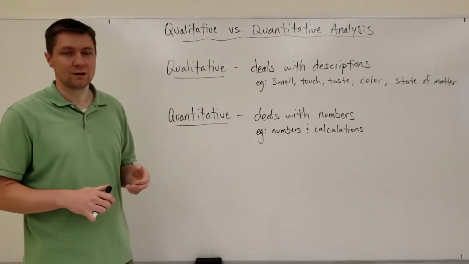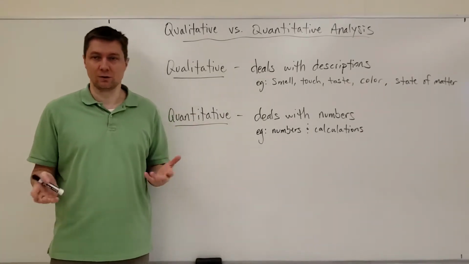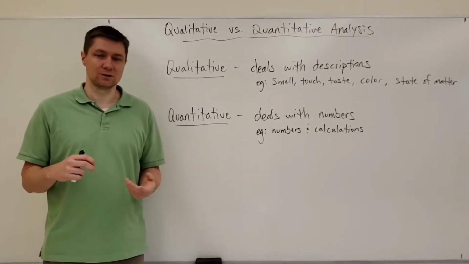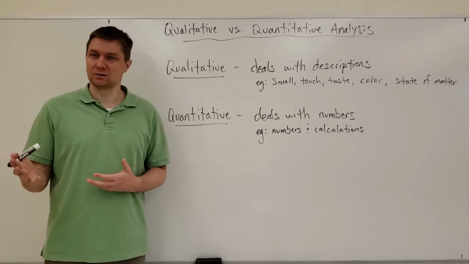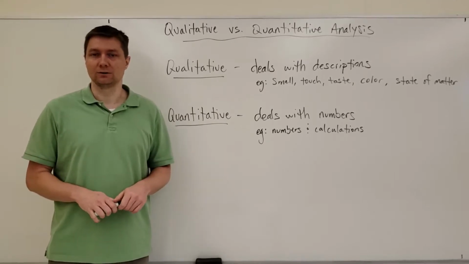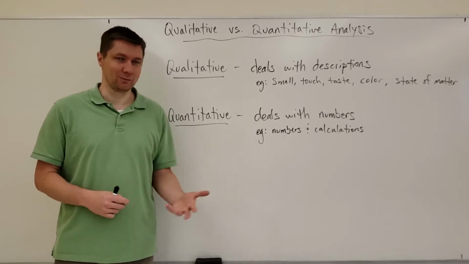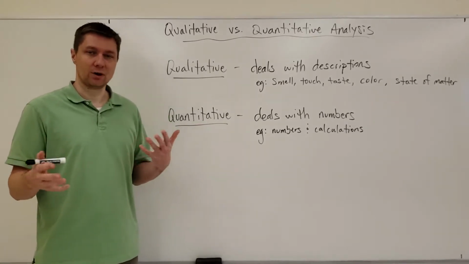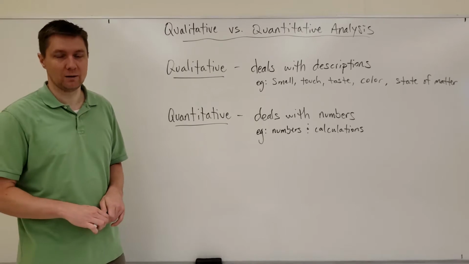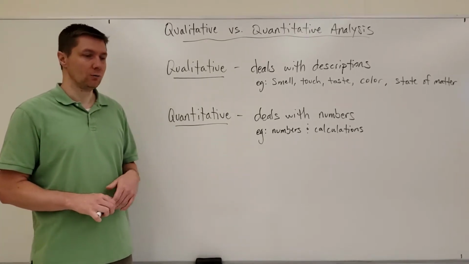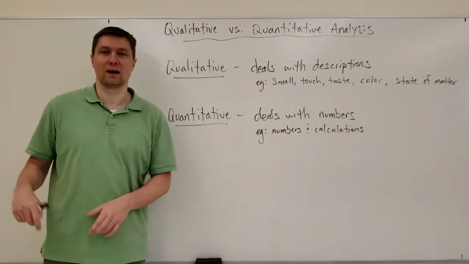Qualitative analysis really deals with descriptions. So descriptions of maybe characteristics or things that you can see, taste, or smell of chemicals. Obviously certain chemicals you wouldn't smell, certain chemicals you wouldn't taste, but there are some descriptions that we can give all these chemicals, and that's what we refer to as qualitative analysis. It really deals with the qualities that that chemical has.